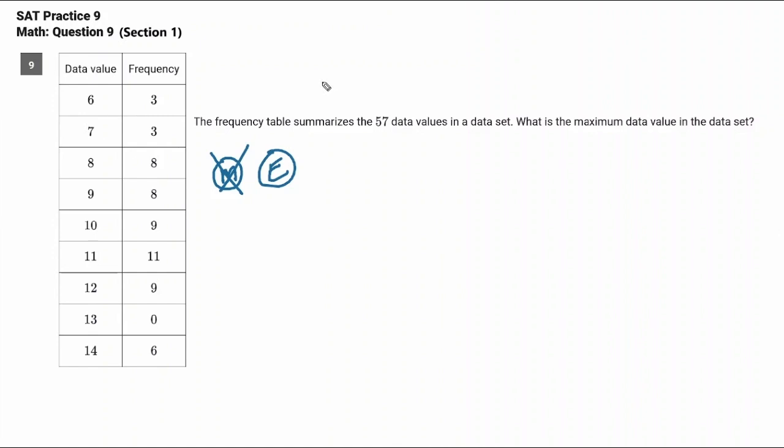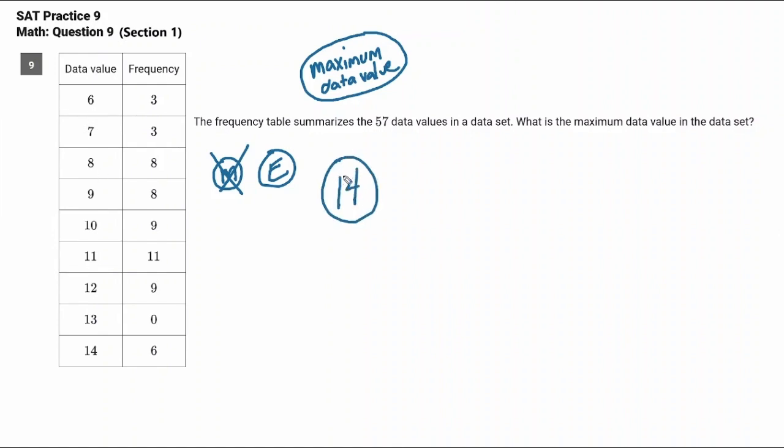There's a table. It says the frequency table summarizes the 57 data values in a data set. What's the maximum data value in the data set? So why not write down what we're looking for? And then from here, it's basically, can you read? You're looking for maximum data value. This says data value. So you're looking at this column. It says frequency, doesn't ask about that. What's the maximum number in this column? It's 14. So that's the maximum data value. You get this right in about 3 seconds and you move on.